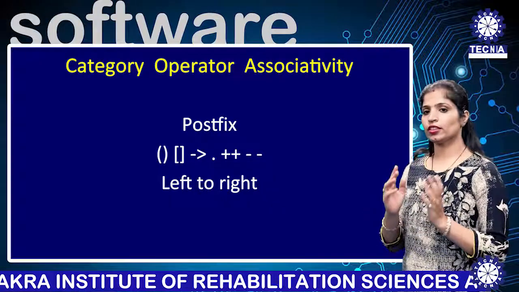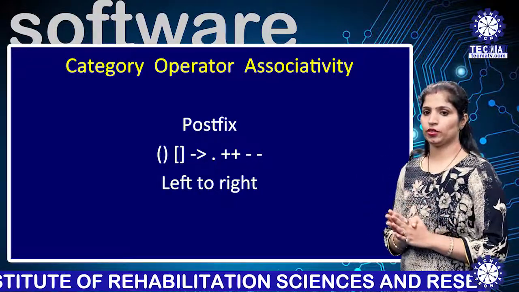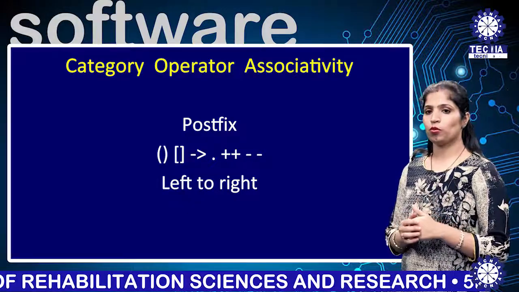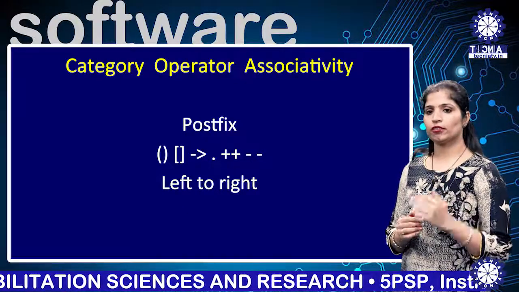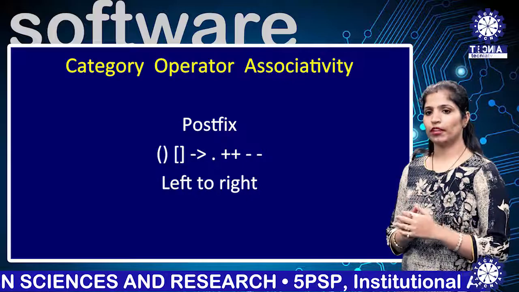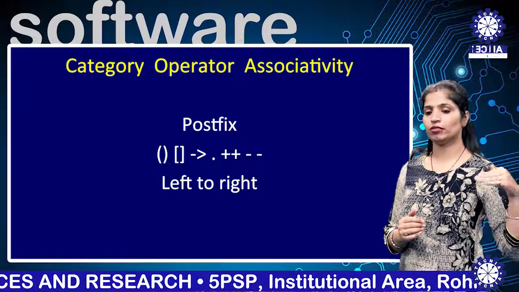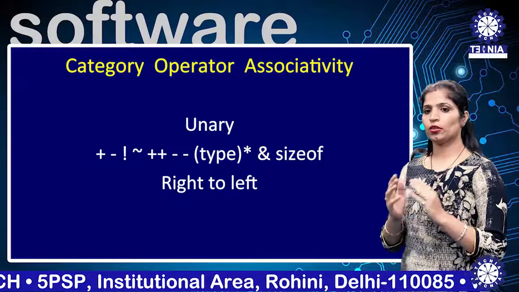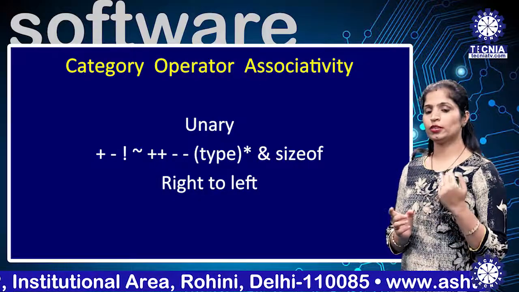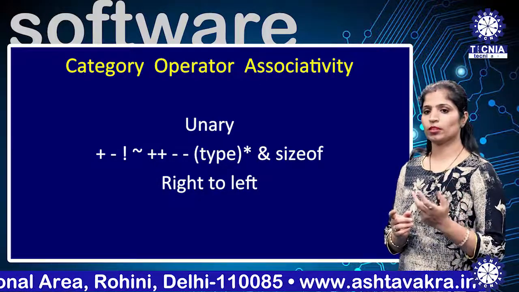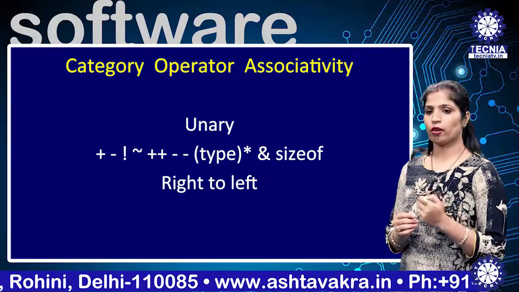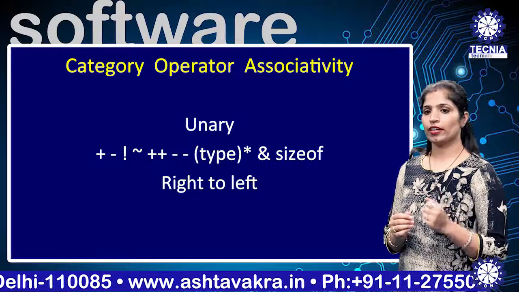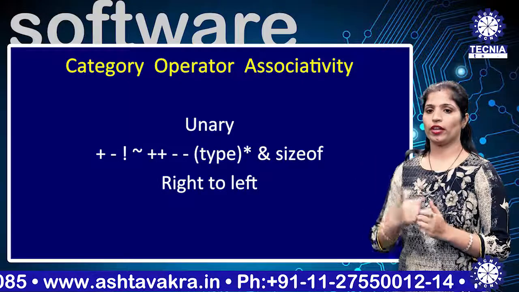Here we will discuss the different categories of operator associativity. The first is postfix. It contains parentheses, plus plus, minus minus. It has associativity from left to right. The second is unary operators. It contains plus, minus, not, plus plus, minus minus, typeof, sizeof. These have associativity from right to left.